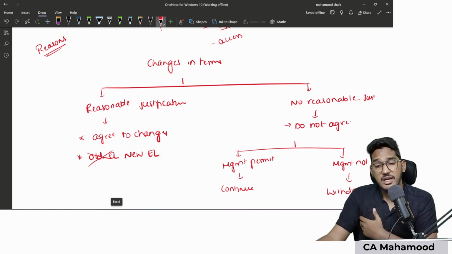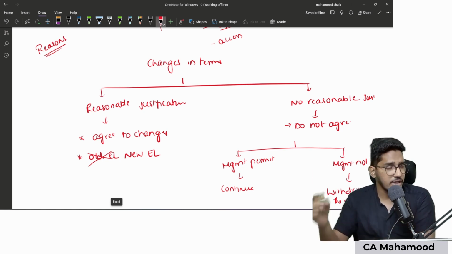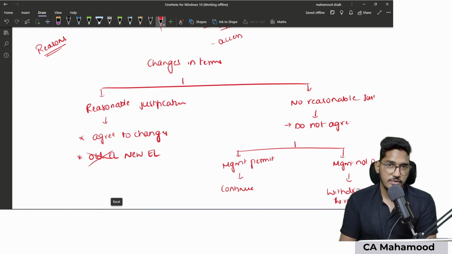Now what the standard says: withdraw from the audit, resign from the audit. You are no longer permitted to continue the audit. There is no requirement on you to continue the audit. Withdraw from the audit. Understood?